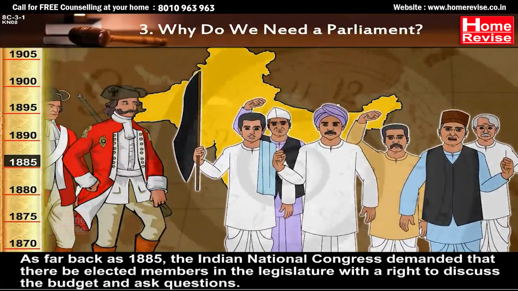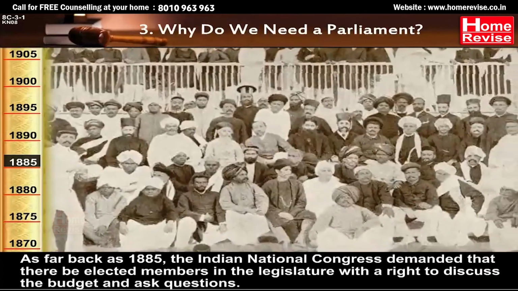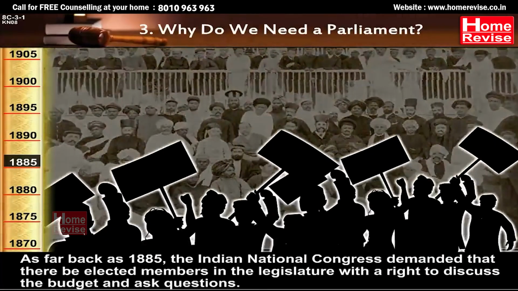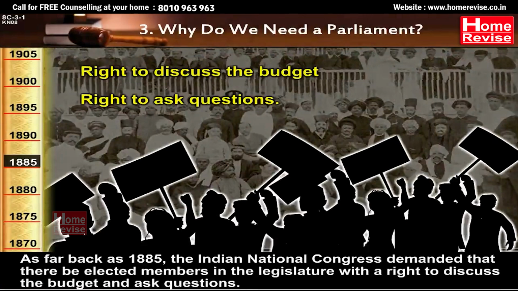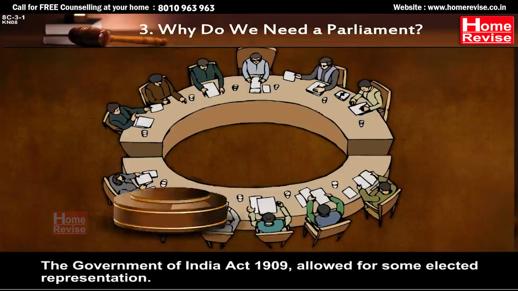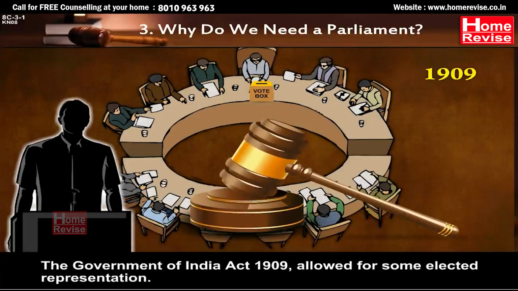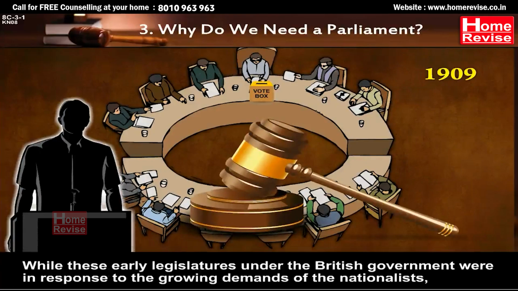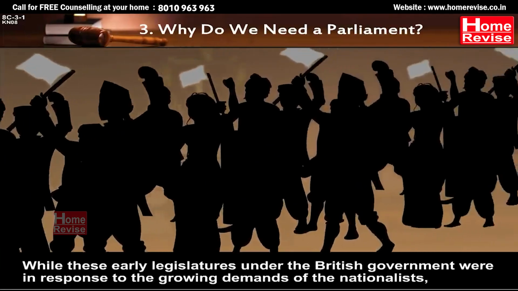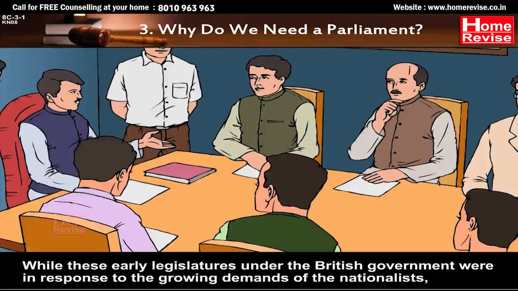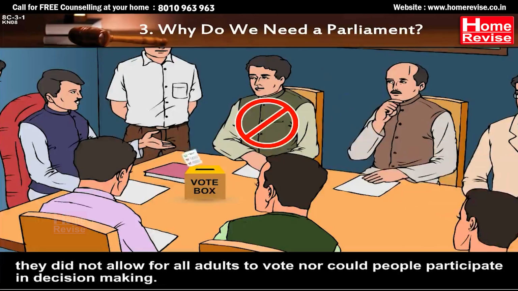As far back as 1885, the Indian National Congress demanded that there be elected members in the legislature with the right to discuss the budget and ask questions. The Government of India Act 1909 allowed for some elected representation. While these early legislatures under the British government were in response to the growing demands of the nationalists, they did not allow for all adults to vote, nor could people participate in decision-making.